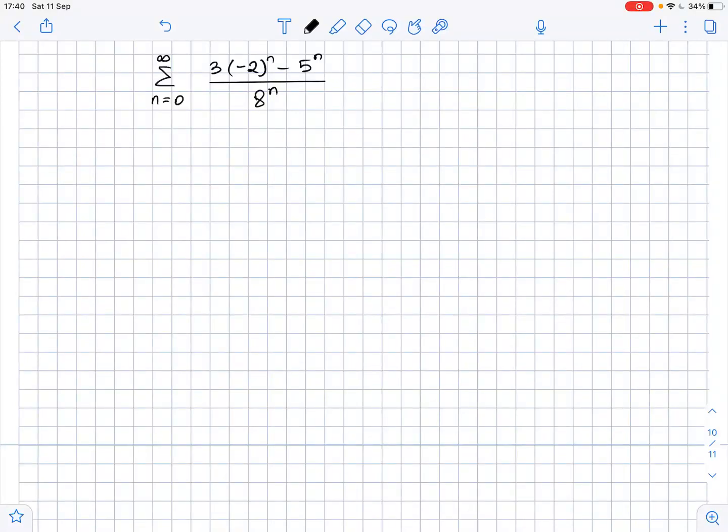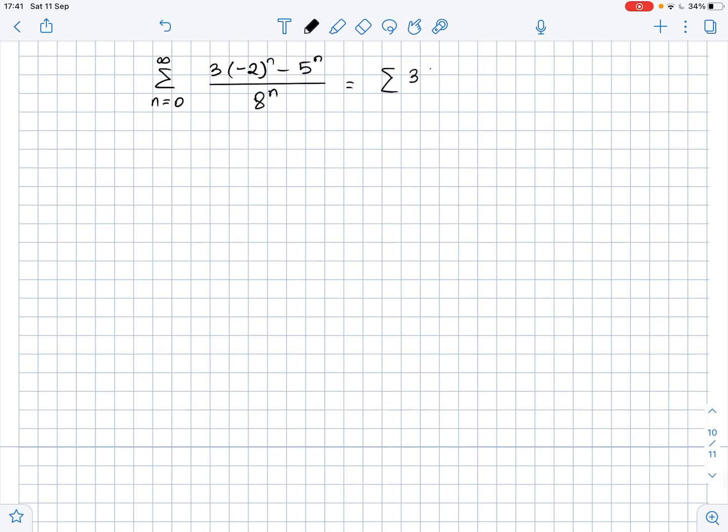We need to find the sum of the given series, or we need to state that the series diverges. Well, let's start by rewriting this series. We can rewrite this as the sum of 3 times negative 2 to the power of n over 8 to the power of n, where n goes from 0 to infinity, minus the sum of 5 to the power of n over 8 to the power of n, where n goes from 0 to infinity.